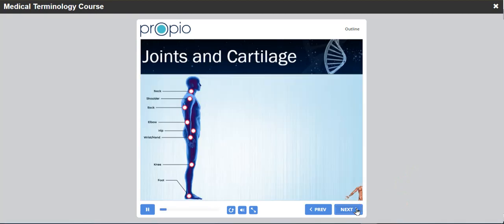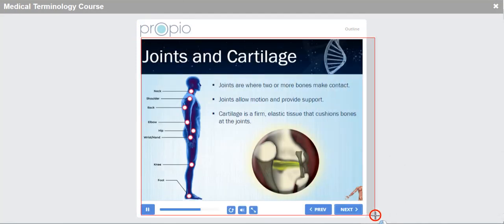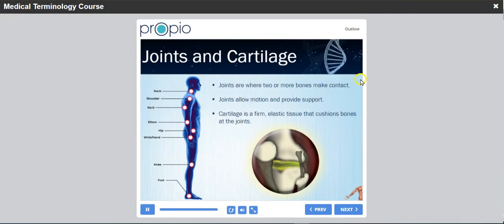Joints and cartilage. Joints are where two or more bones make contact. Joints allow motion and provide support. Cartilage is a firm, elastic tissue that cushions bones at the joints.